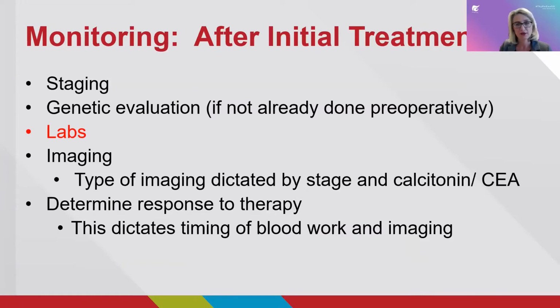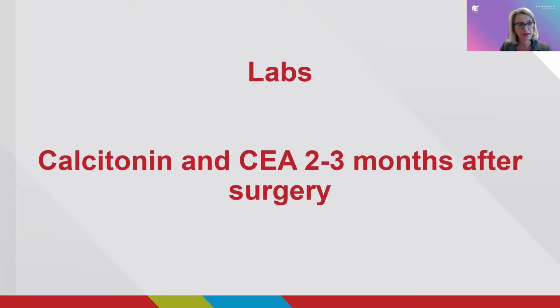Okay, so what about labs? You've now been diagnosed, you have your pathology, you know your stage, and you may or may not know your genetics yet, but consider getting that tested. Next thing would be labs. And the first thing that we recommend is that you get a calcitonin and a CEA approximately 2 to 3 months after your surgery. Now, why do we check those two labs?